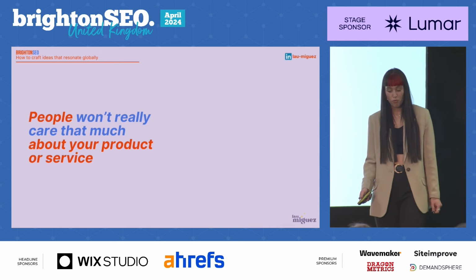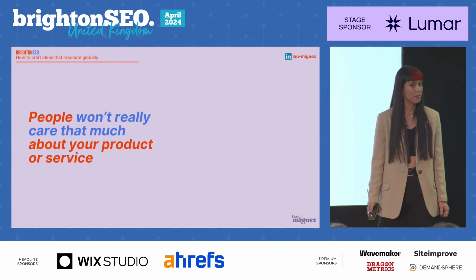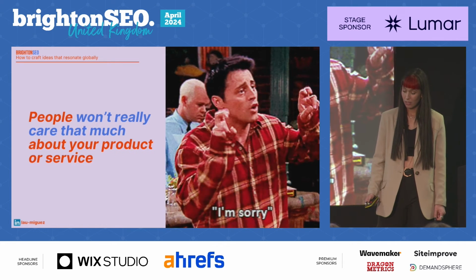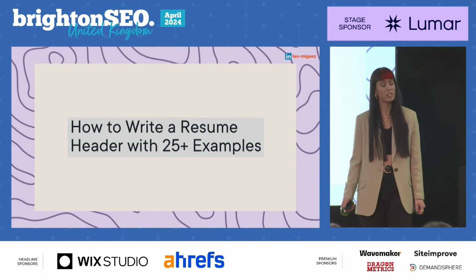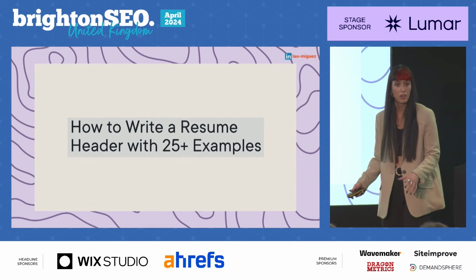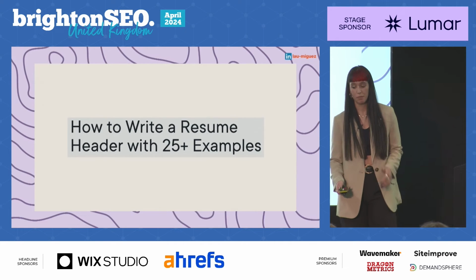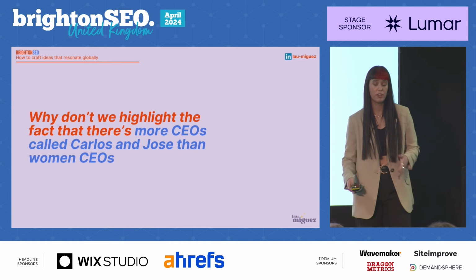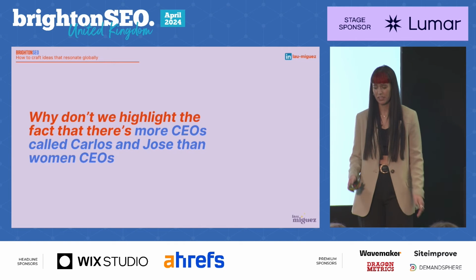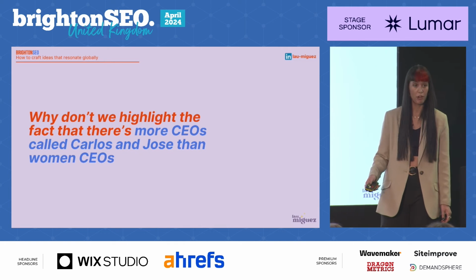Unfortunately, people won't really care that much about your product or service. So instead of "how to write a resume header with 25 examples", that's fine, but journalists are not going to write about this. However, a lot of people looking for a job are definitely going to be concerned about the fact that there's a massive bias in the hiring process.